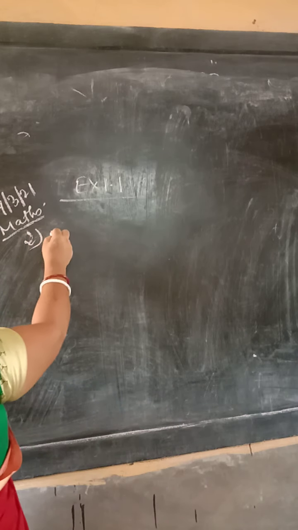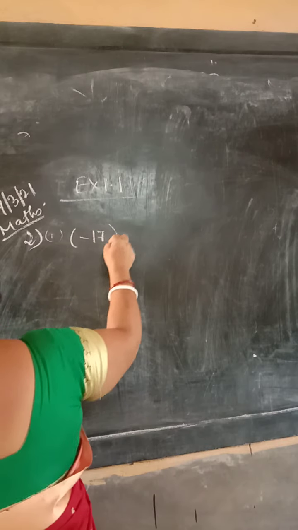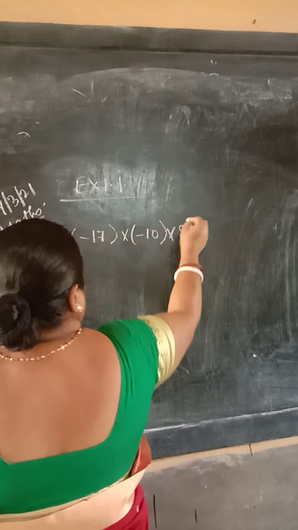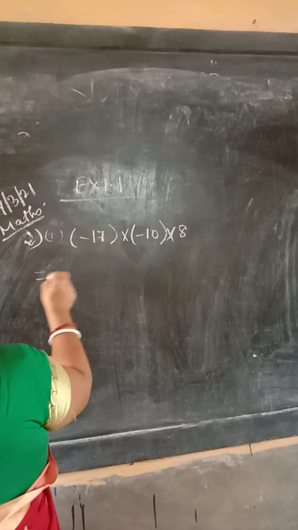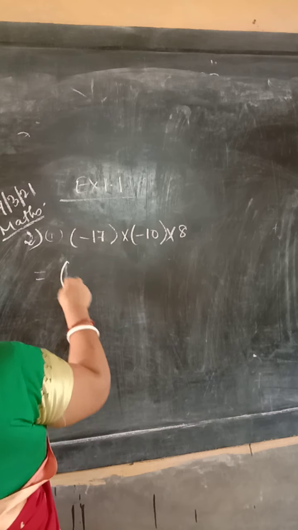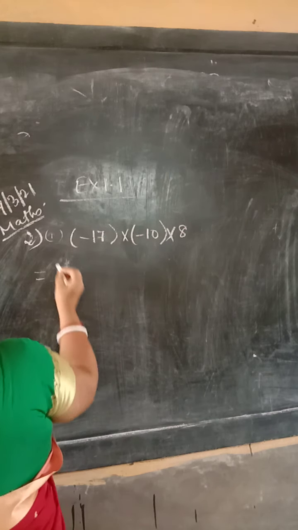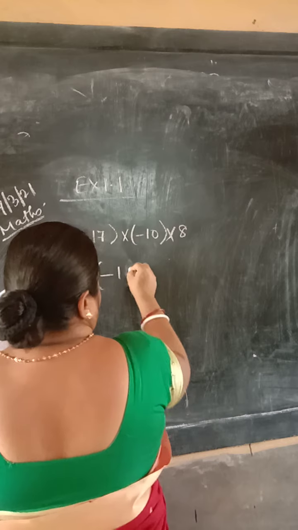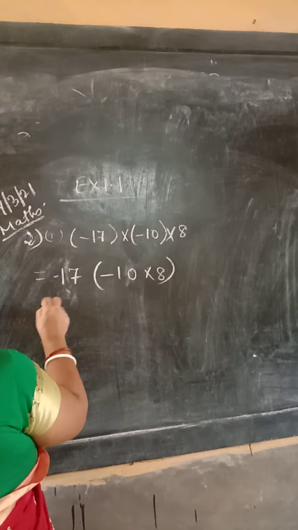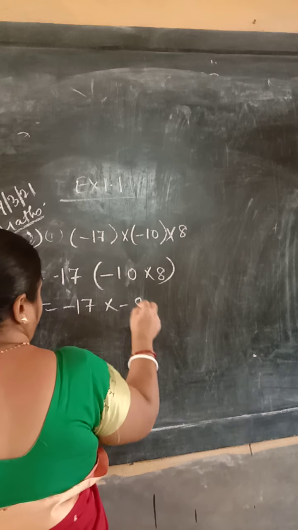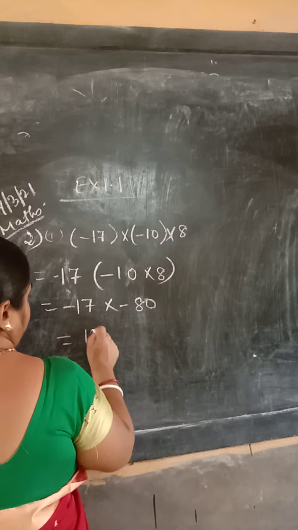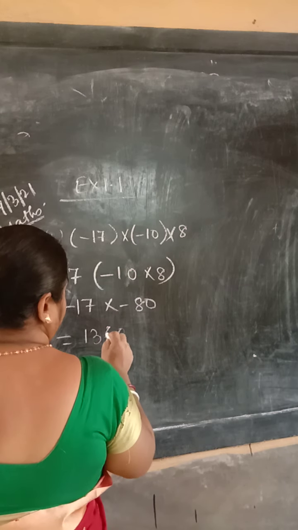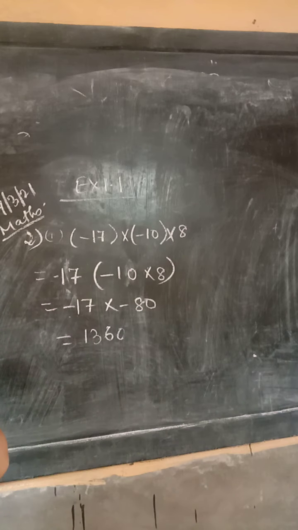Question number 2. The first one is given: minus 17 into minus 10 into 8. So we have to form a group. What is the meaning of forming a group? We have to bring the numbers together. Now I will make minus 10 into 8 a group, then this gives you minus 17 into minus 80. Then we can multiply immediately, 17 into 80 gives 1360. Then minus into minus gives plus, and immediately we get the right answer.